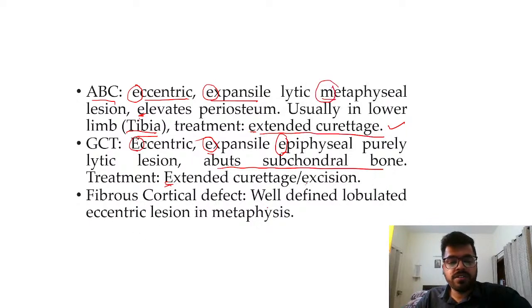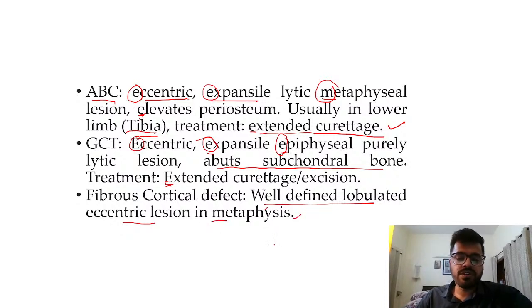Fibrous cortical defect is a well-defined lobulated eccentric lesion in the metaphysis. We usually do not operate or do anything to it. We just observe. Fibrous cortical defect, we only do observation.